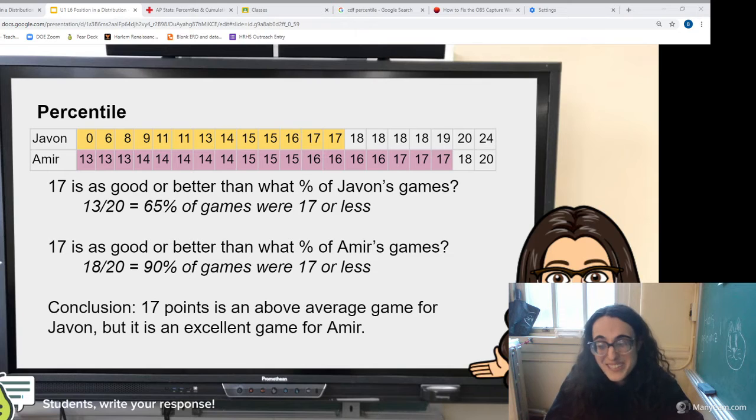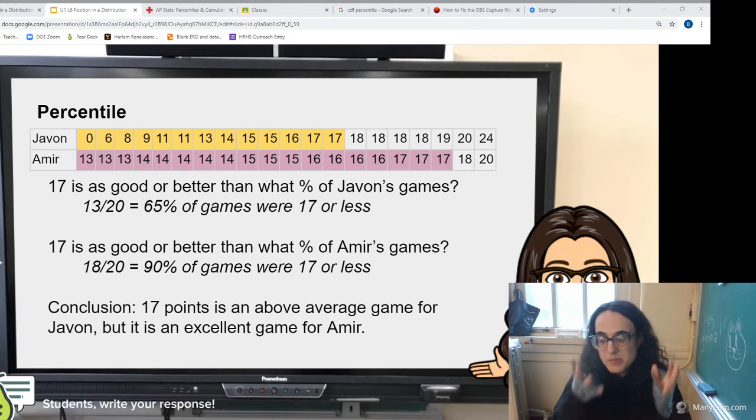But really, it's only better than about 2/3 of his games, and it's worse than the other third. Whereas with Amir, he very rarely does better than 17. So actually, this is a very good game for Amir. It's an excellent game for Amir. It's like an above average. It's a pretty decent game for Javon.